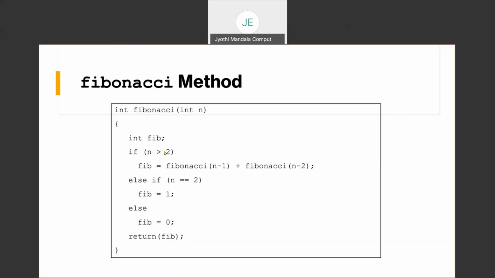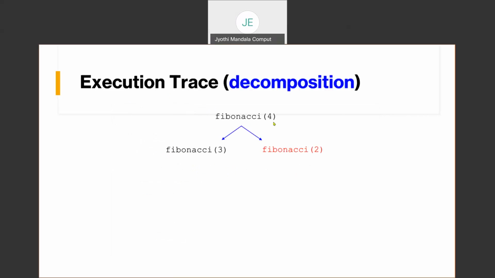So how many numbers do you want to generate? If the position value is greater than 2, then we get the Fibonacci number by adding the earlier two Fibonacci numbers, and we repeatedly call Fibonacci of n-1. That means, let us consider 4 you have given. So 4 minus 1 is 3, and 4 minus 2 is 2. It will repeatedly call the same function. Let me show you that. Let us take 4 as our Fibonacci number.